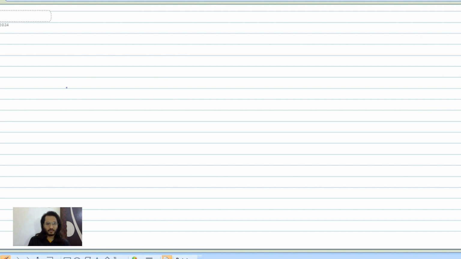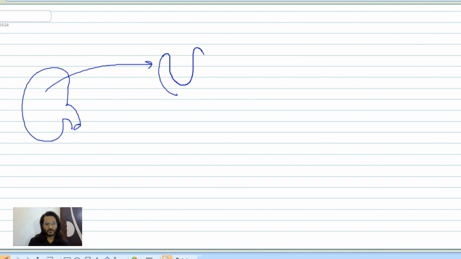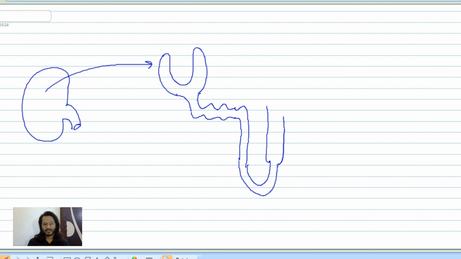You all know your kidney is made up of millions of nephrons. This is a very simple diagram of one nephron. This is the Bowman's capsule. The next part of the nephron is the PCT, proximal convoluted tubule. This is the descending loop of Henle, then the ascending loop of Henle, and the ascending part is thicker. Then this ascending part forms the DCT, distal convoluted tubule, and then the collecting tubule, or collecting duct.